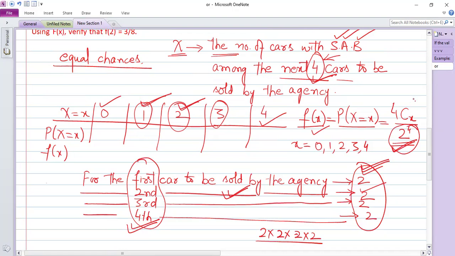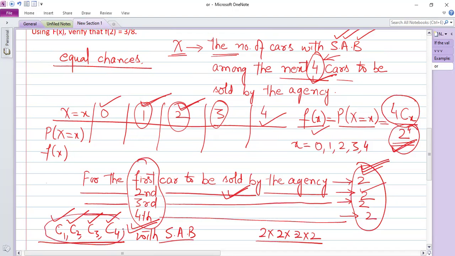Now, how to calculate the favorable number of cases? Actually, for favorable cases, suppose I have these four cars, C1, C2, C3, C4, which are with side airbag. Now, out of these four cars with side airbag, in how many ways can I select zero car?